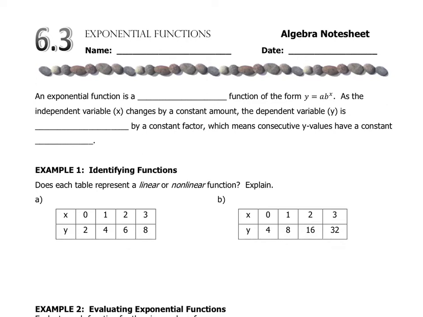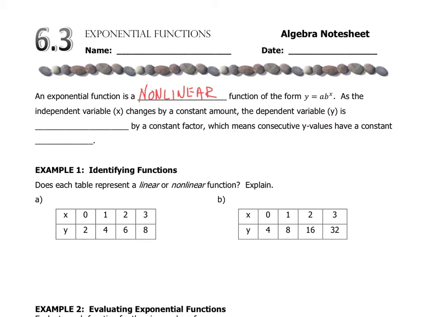Today we're going to start talking about exponential functions. So an exponential function is a non-linear function in the form of y equals ab to the x. So far in this course we've been talking mostly about things that were causing linear functions, nice perfect straight lines.